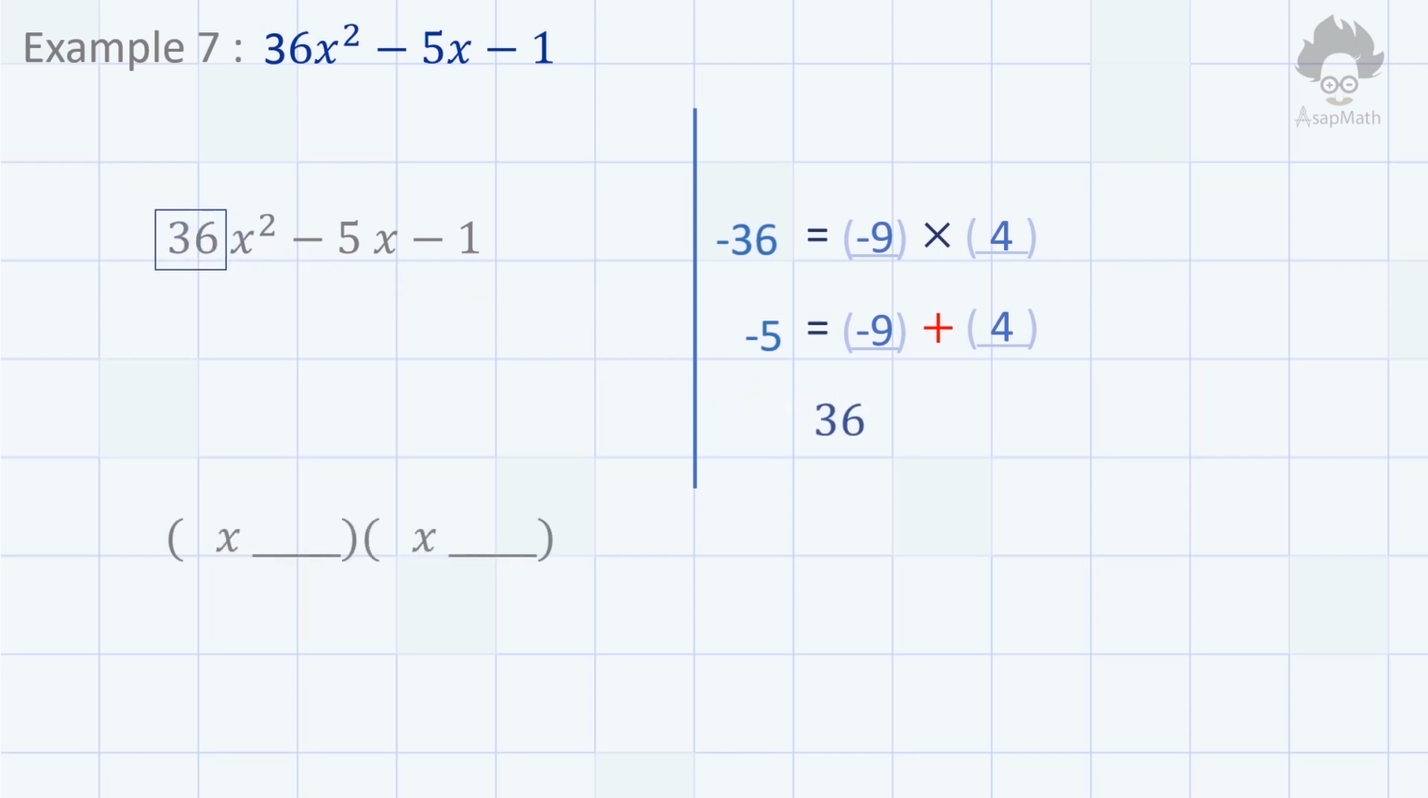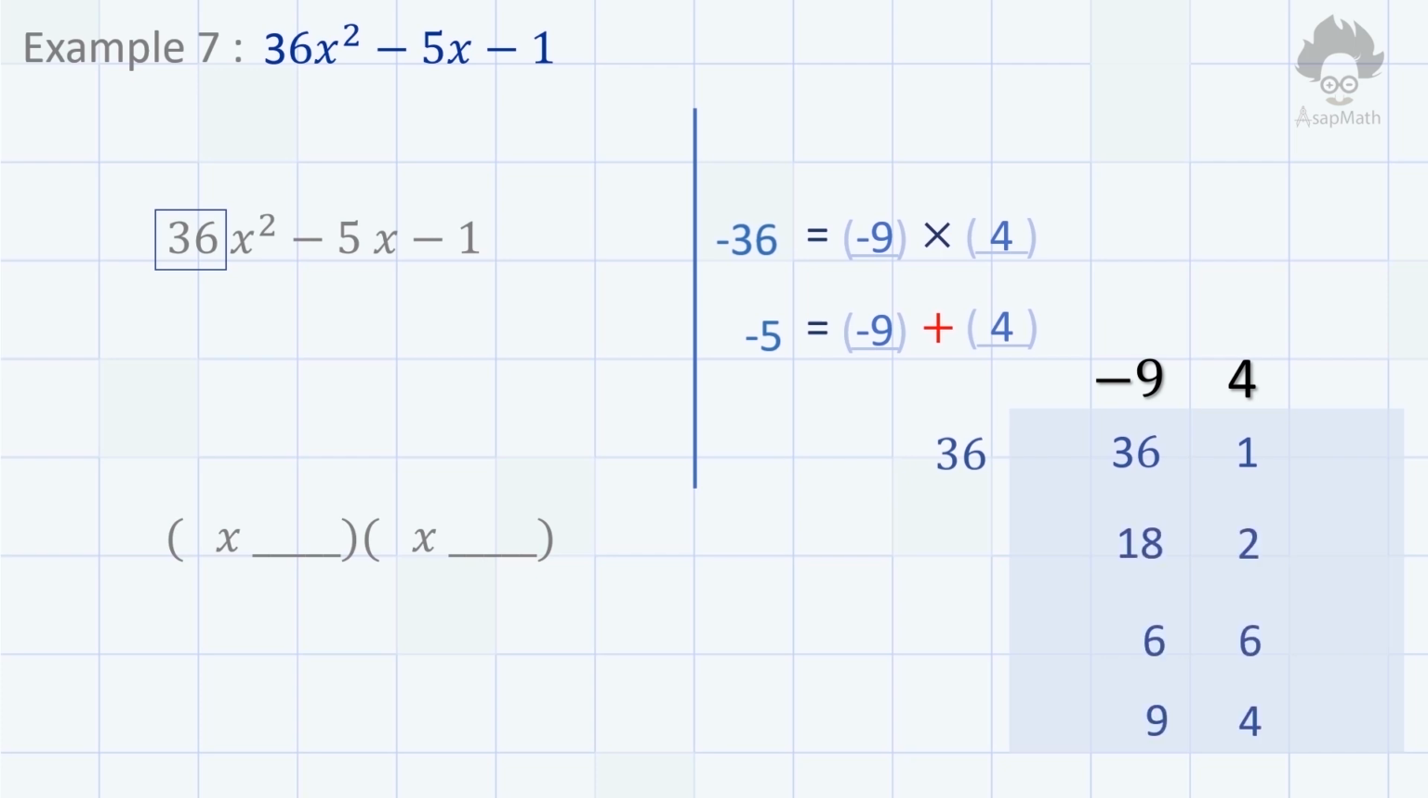There are 4 ways to write the linear expressions. Their coefficients would be 36 and 1, 18 and 2, 6 and 6, 9 and 4. Now we want to get minus 9 and plus 4 from these sets. So we have to select the last set because 9 times minus 1 will give us minus 9 and 4 times 1 would give us 4. So this method is much easier.